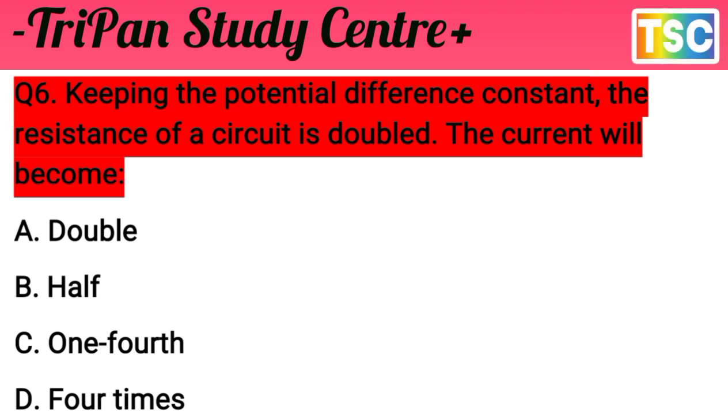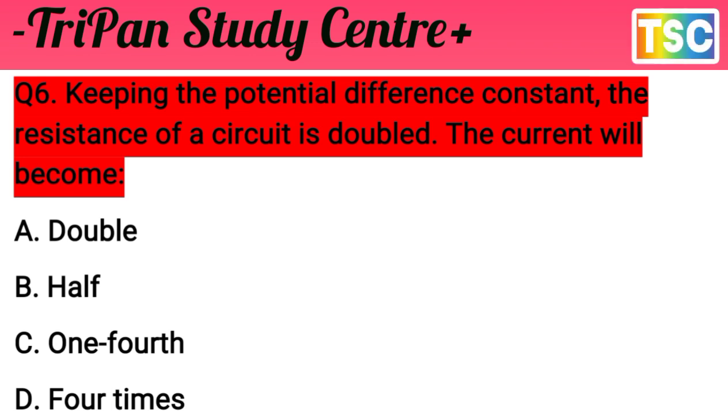The resistance of the circuit is doubled, but here the current will become half. That's important. It means option B is correct. The resistance of the circuit is doubled, the current will be half. It means option B is correct here.